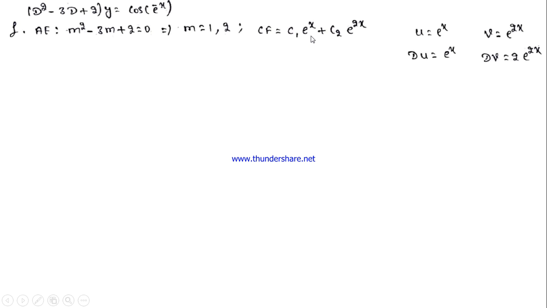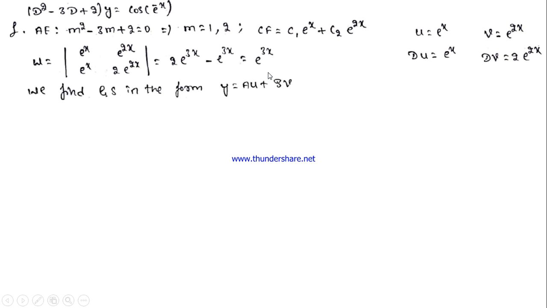U is e power x, v is e power 2x, du is e power x, dv is 2 e power 2x. Substitute everything in Wronskian, and solving that you have 2 e power 3x minus e power 3x, that is equal to just e power 3x. Wronskian is not equal to 0. Assume our general solution is in the form of y equal to au plus bv.